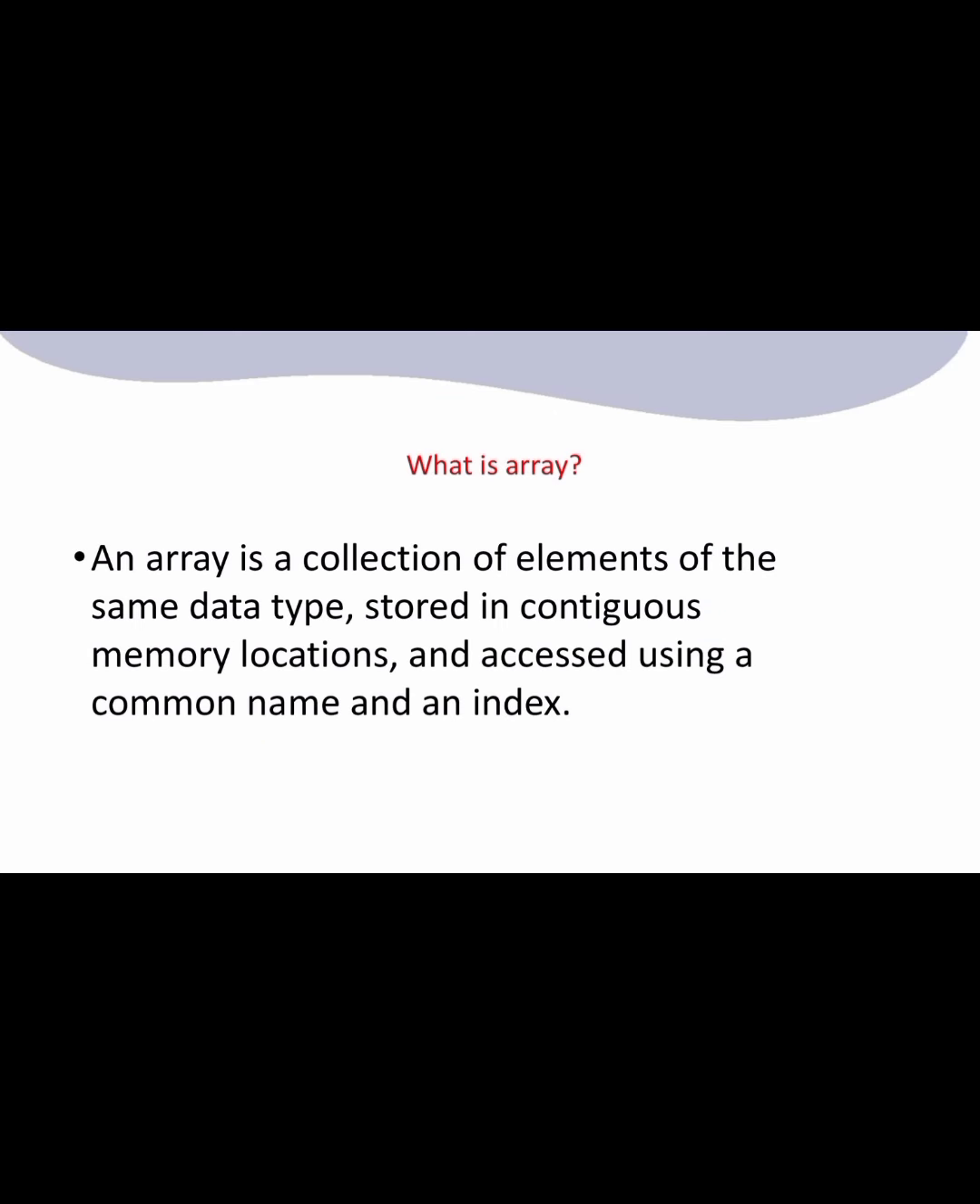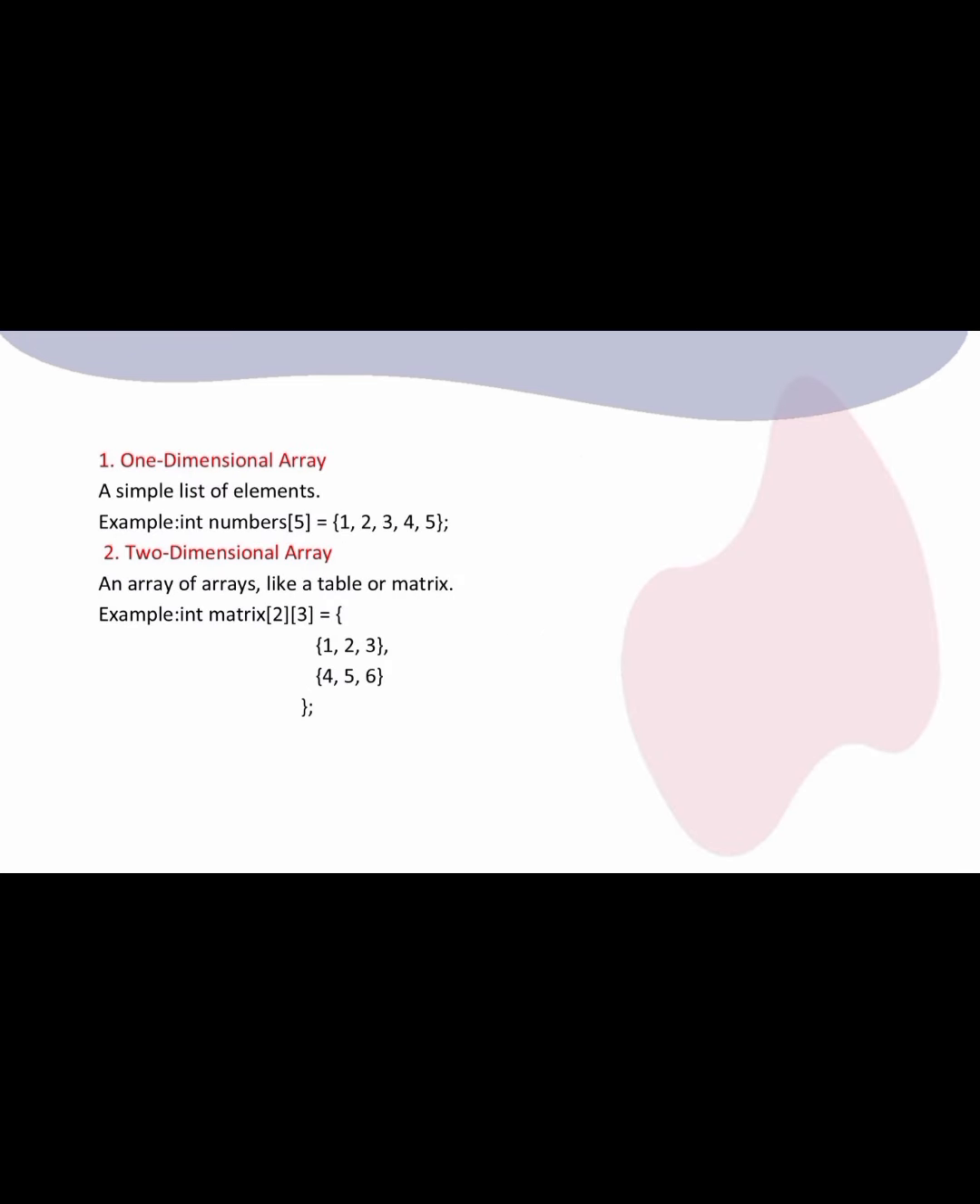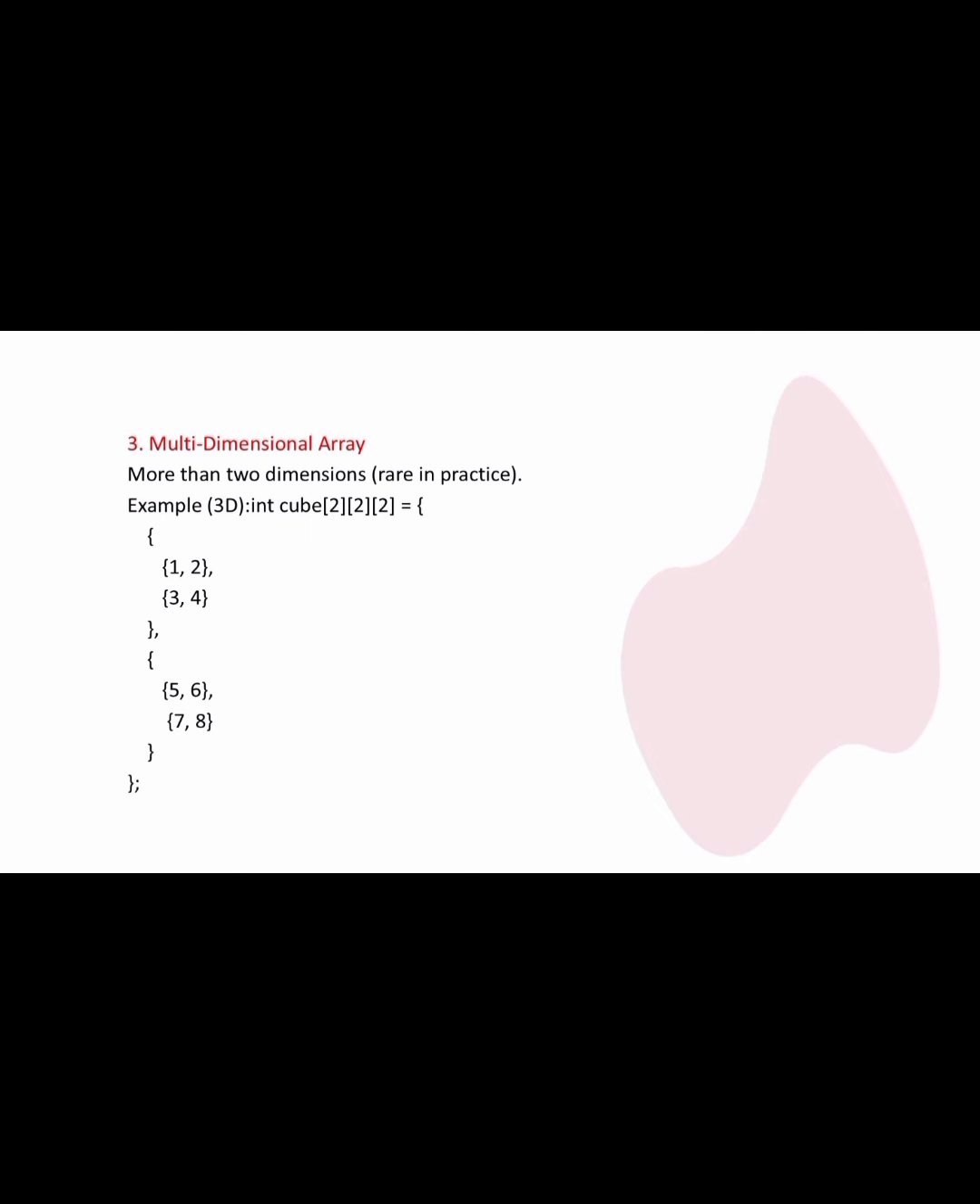An array is a collection of elements of the same data type stored in contiguous memory locations and accessed using a common name and an index. Here are the three types of arrays: one-dimensional array, two-dimensional array, and multi-dimensional array, and here are their examples also.